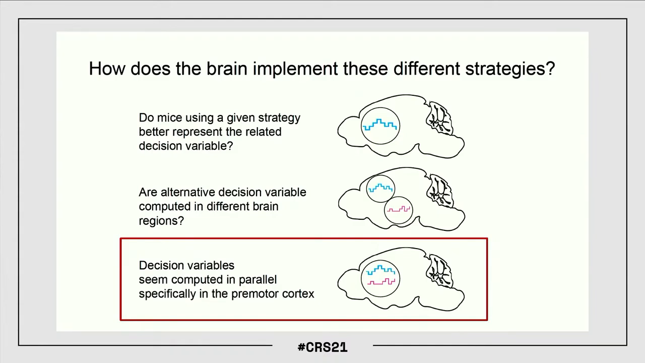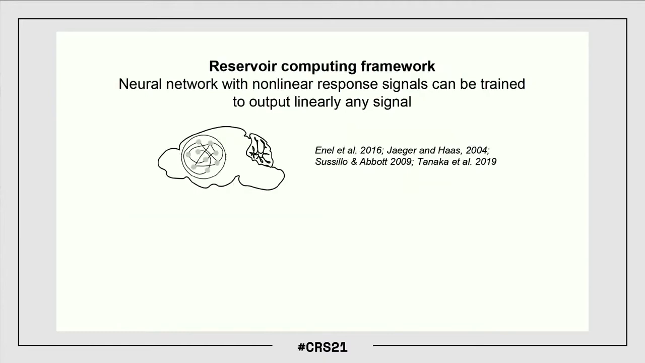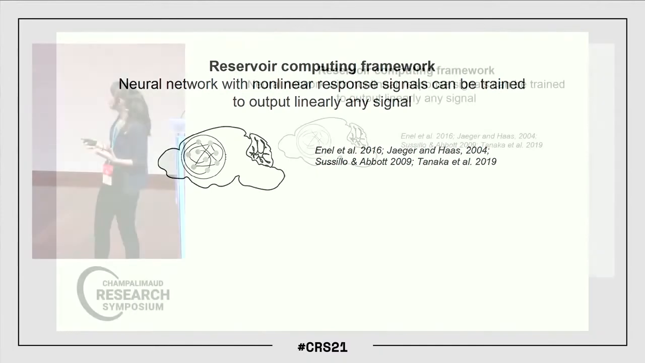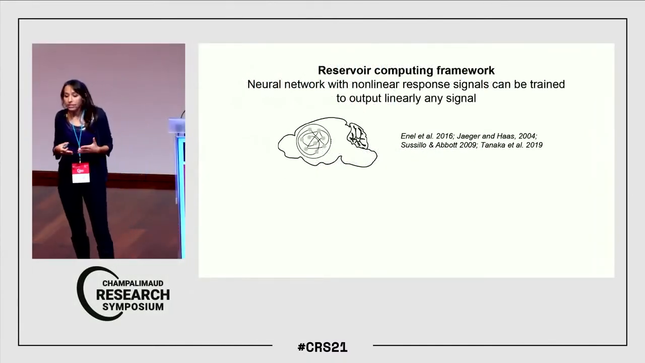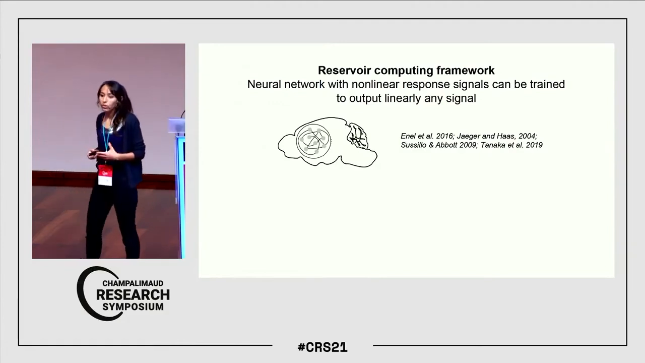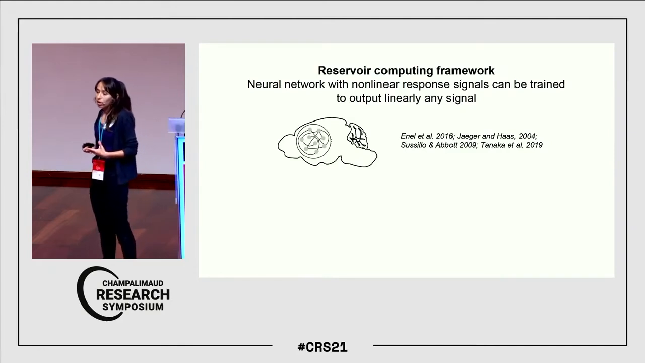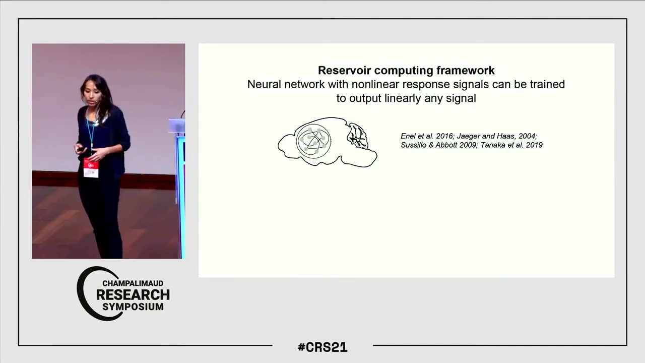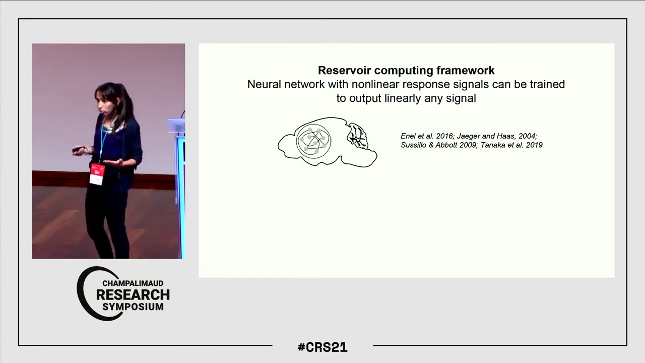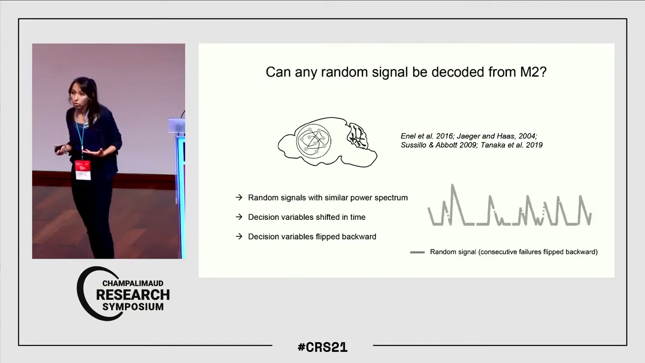But maybe for some of you that know about the reservoir computing framework, this is not so surprising, because it is known that in theory, you can take a neural network with nonlinear response signal that can be trained to decode literally any signal. And it's been proposed that some of these networks could be found in the brain, especially in the prefrontal cortex. So it could be that M2 here acts as a reservoir network.